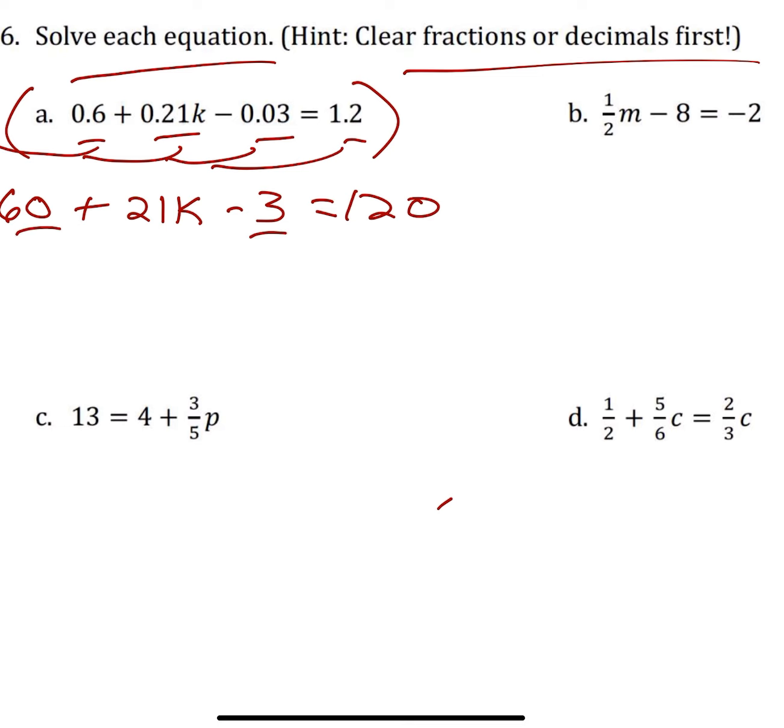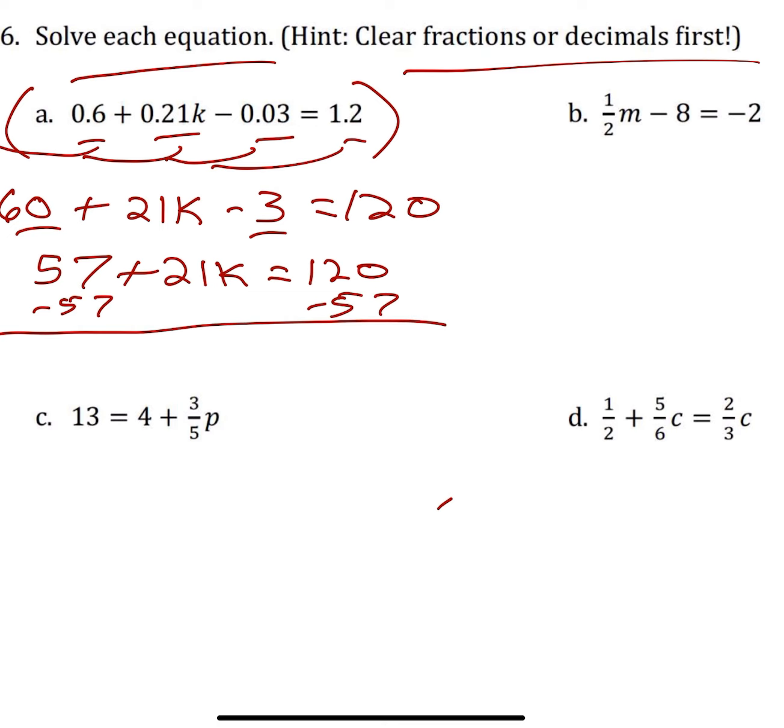Let's combine our 60 and our minus 3, and we get 57 plus 21k equals 120. Subtract 57 from both sides of the equal sign, and we end up with 21k equals 63. Of course, we're going to divide both sides by 21, and our final answer will simply be k equals 3.